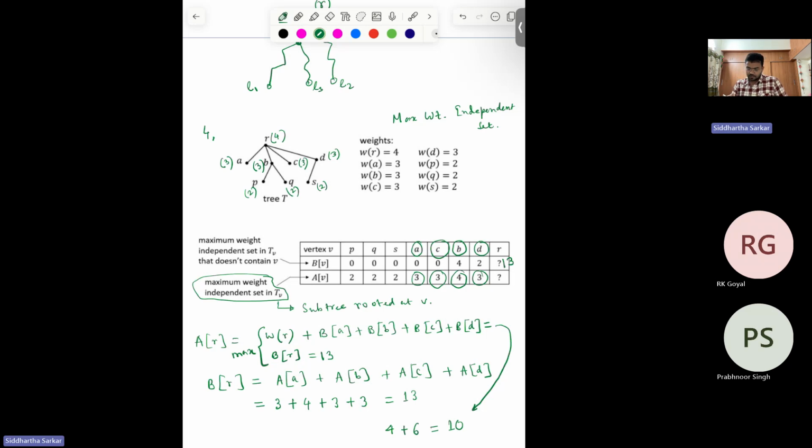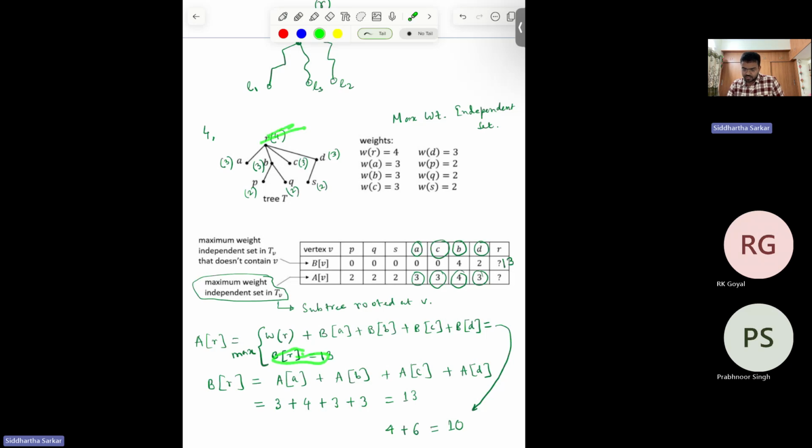So you have taken r, but since you have taken r, you have not taken anything from its children layer, but from the grandchildren you can take 2 plus 2 plus 2. So you will get 10. That is what it is showing. Visually also we can see, but better to take br.